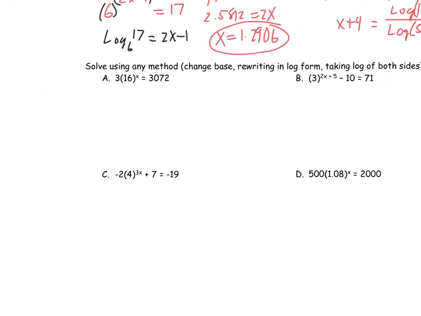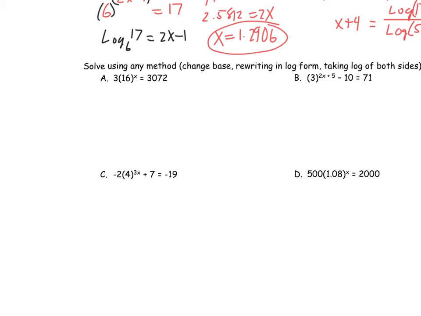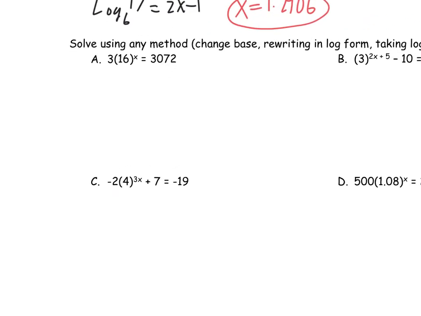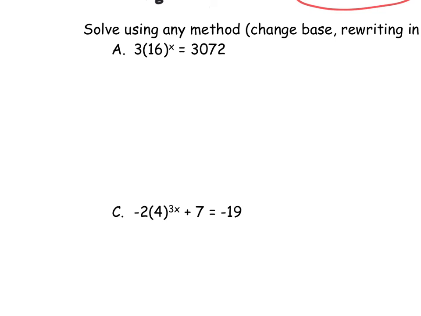So now it says solve using any method. I think we'll just use the log base button for the most part. I'll show you another method for B here. But anyway, first of all, I can't multiply the 3 times the 16. Remember, 3 is not to the x power. So before I can do anything here, you got to get the base, which is 16, by itself, 16 to the x power. So I'm going to divide both sides by 3. 3's cancel out, and I get 16 to the x equals 3,072 divided by 3.